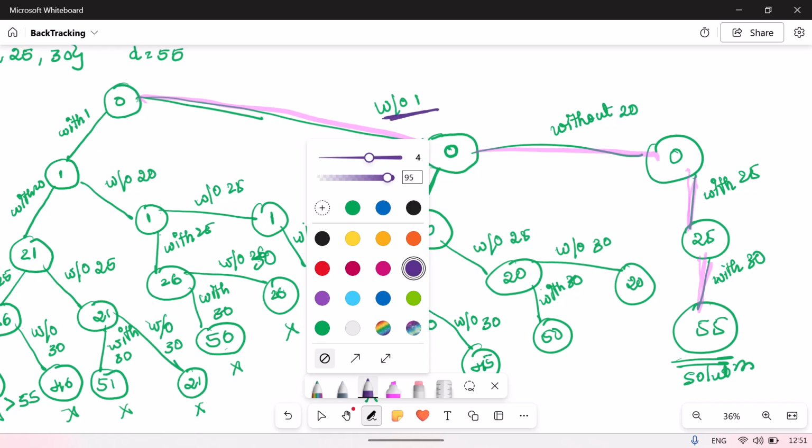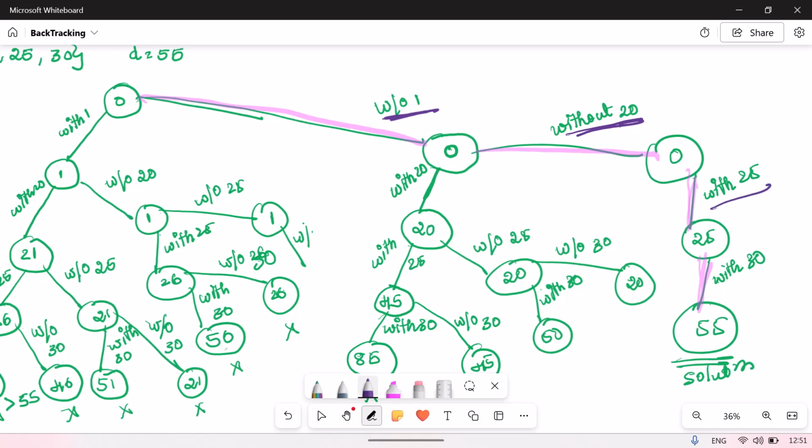See, without 1, without 20, with the 25, with the 30. So you had elements 1, 20, 25 and 30. So you did not include 1, you did not include 20, you only included 25 and 30, which gave you the solution. So this is subset problem. You are supposed to backtrack, go back to the previous step and then do the solution.